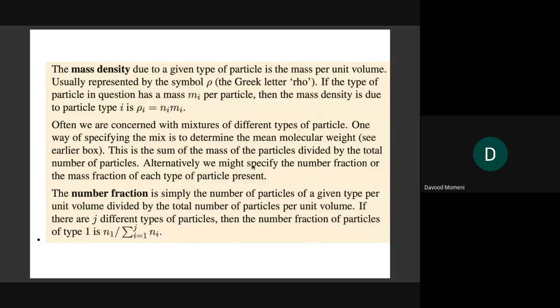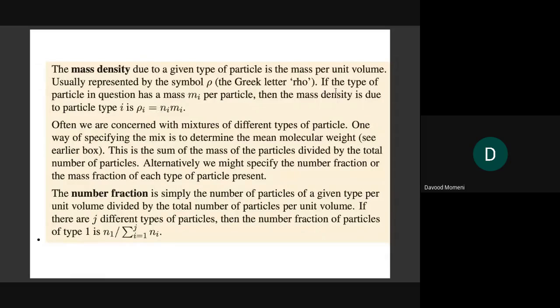So if you have some particles which we label by i, the particle of type i, they have the mass of Mi. Then you have to divide this Mi by volume and multiply it by the number of particles which you have. But as I mentioned before, the number of particles per volume is already defined as the number density. So the mass density comes as Ni times Mi.